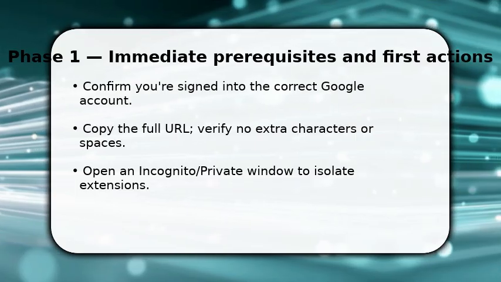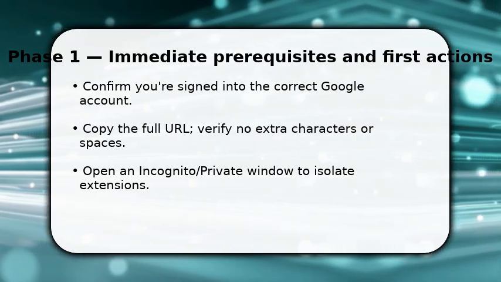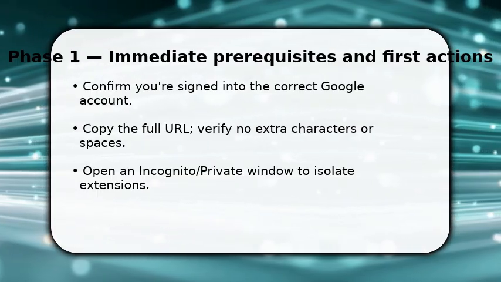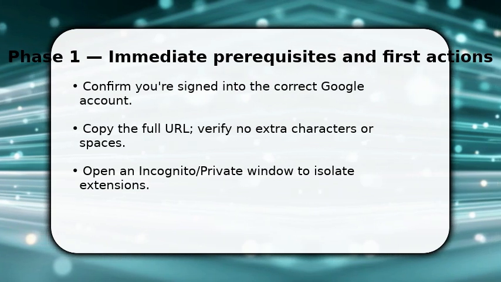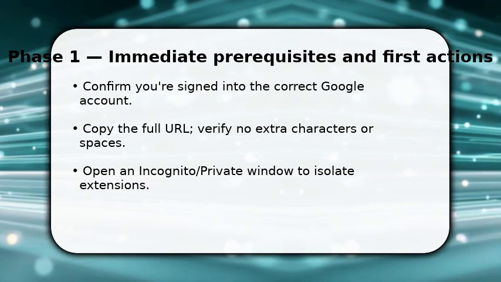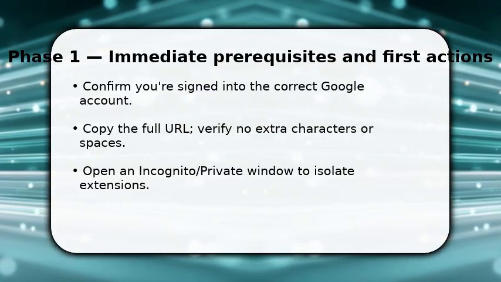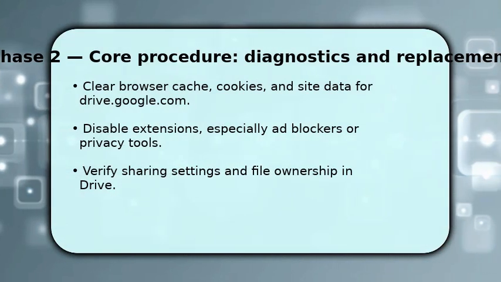These first steps remove the most common causes, wrong login or corrupted local data, so you can focus only on issues that need deeper fixes. Now clear cache and cookies specifically for Drive.Google.com, this forces fresh authentication tokens. Then disable extensions one by one.